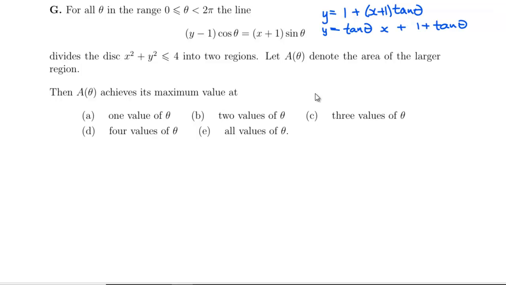So we're varying around. As theta changes, we're changing the gradient and the intercept. So we've got some disk of radius 2. So when theta is 0, we've got that y is 0 times x plus 1. So y is 1. So we just have this horizontal line. Then as theta increases, the gradient increases.